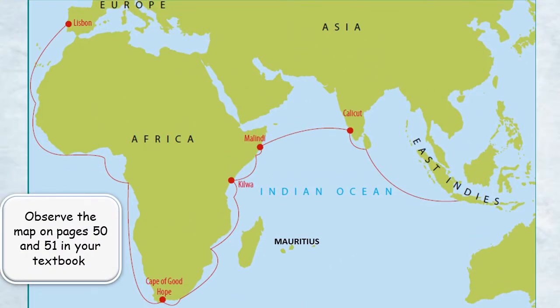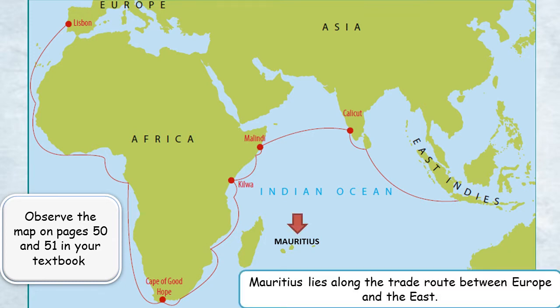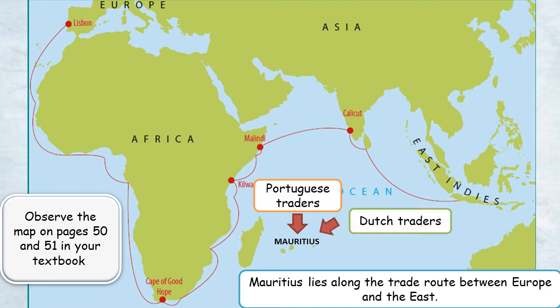Observe the map on pages 50 and 51 in your textbook. Can you spot Mauritius on the map? What can you observe? Yes, Mauritius lies along the trade route between Europe and the East. So, when the Portuguese and the Dutch traders navigated along this route, they would come to Mauritius.